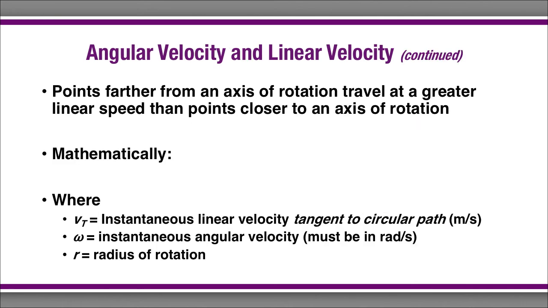The second conceptual component, that points farther from an axis of rotation travel at a greater linear speed than points closer to the axis of rotation, can be mathematically represented by v sub t equals angular velocity times the radius. So v sub t is your instantaneous linear velocity tangent to the circular path in meters per second, angular velocity is the instantaneous angular velocity and must be in radians per second, and r is the radius of rotation.